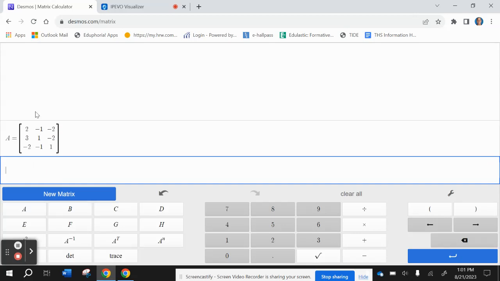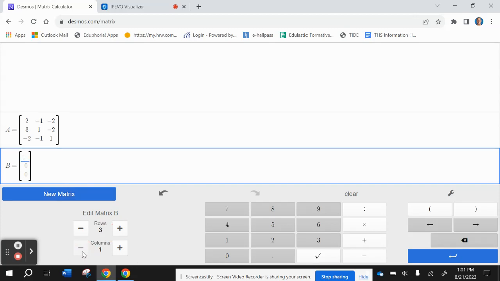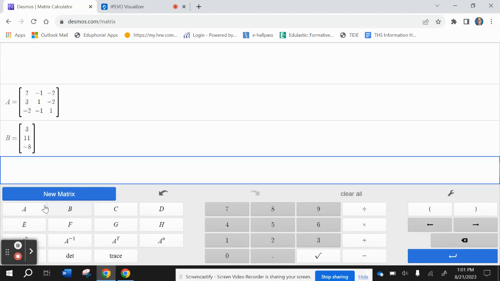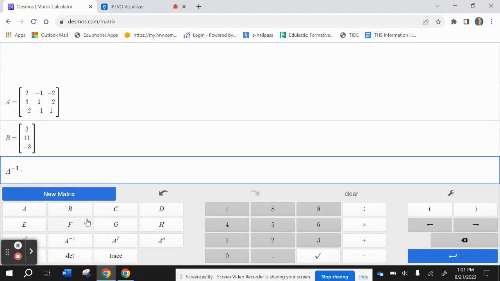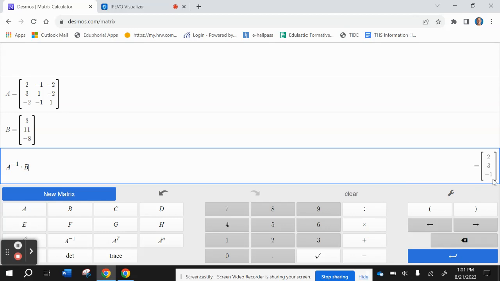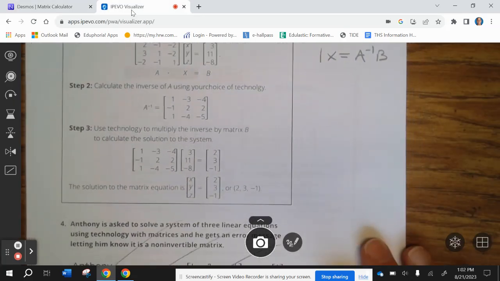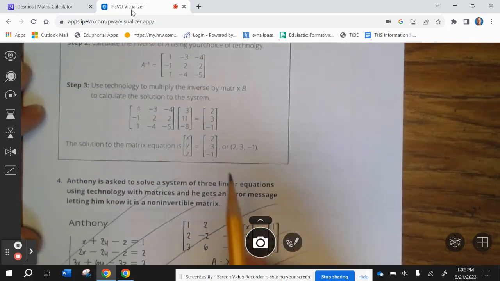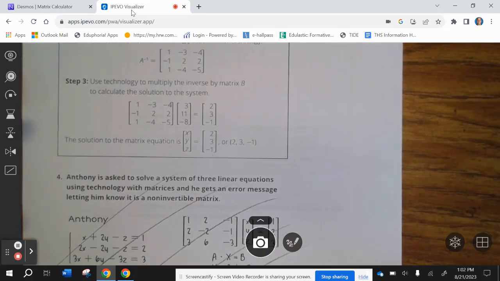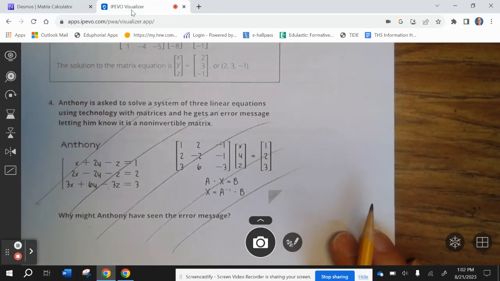So B is a new matrix, which is a 3 by 1. And then we're putting in 3, 11, negative 8. And then now we do A inverse times B. And there's your solution, 2, 3, negative 1. Which basically is what I've done here. I've basically used Desmos to show this, but you can see our solution is 2, 3, negative 1. All right. Now, we're not going to worry about this question, so let's move on to the next page.